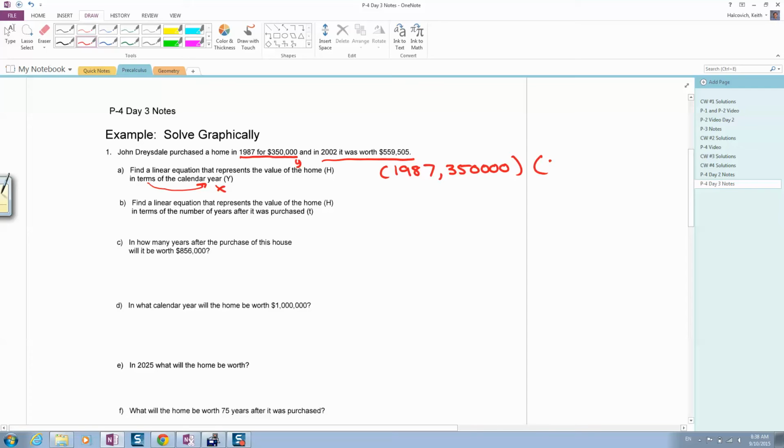And then in 2002, the home was worth $559,505. Alright, so there's your 2 points. So now we can write an equation by finding the slope: 559,505 minus 350,000 over 2002 minus 1987. So here, 2002 and 1987, when you subtract, you get 15.